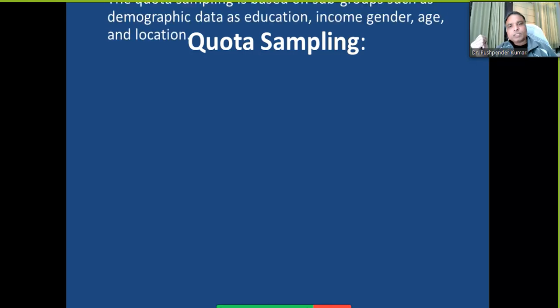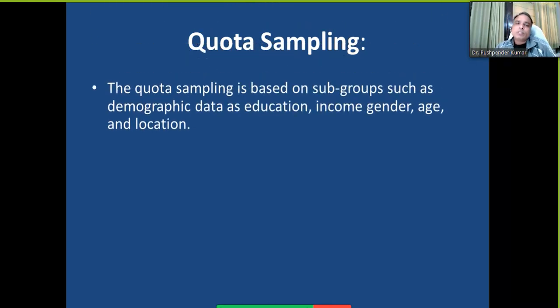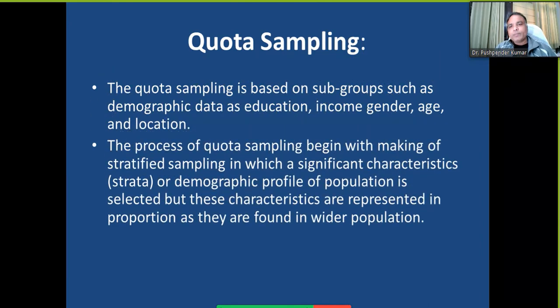Then we have quota sampling. Quota sampling is based on subgroups such as demographic data, such as education, income, gender, age, and location. The process of quota sampling begins with making a stratified sample, in which a significant characteristic, strata, or demographic profile of the population is selected. So we can select a particular population on the basis of income, or maybe on the basis of age, or maybe on the basis of education. So that would be our strata.